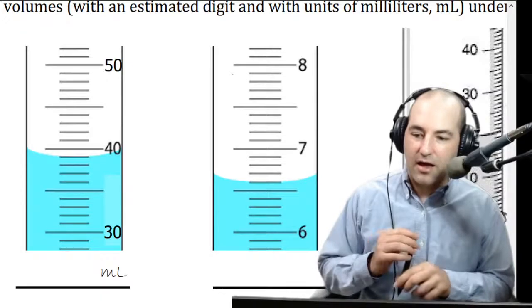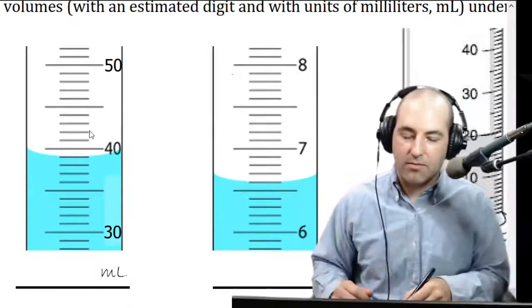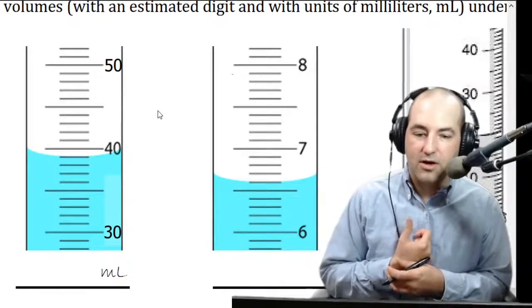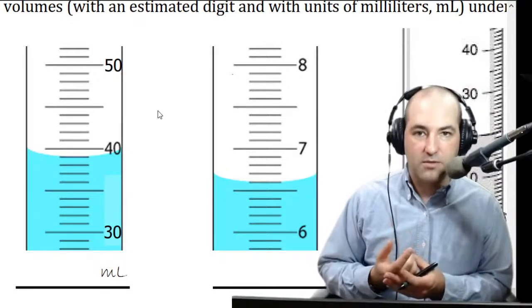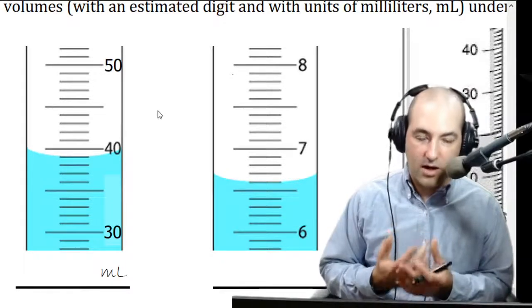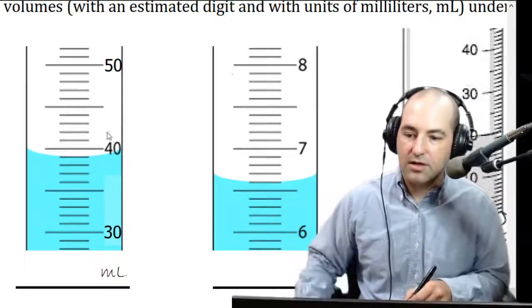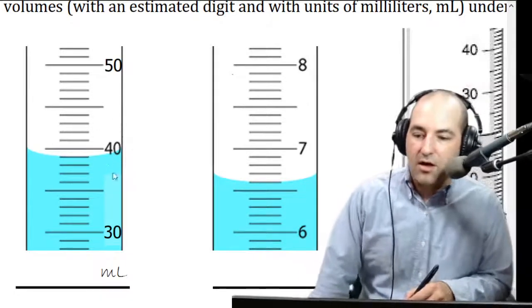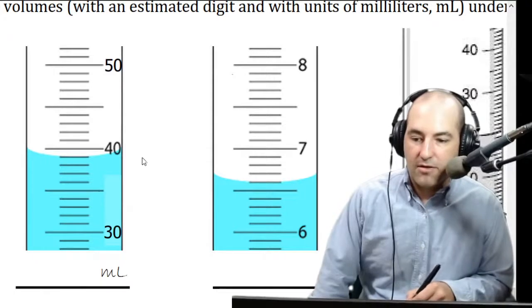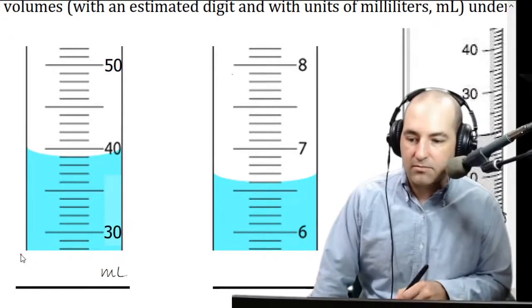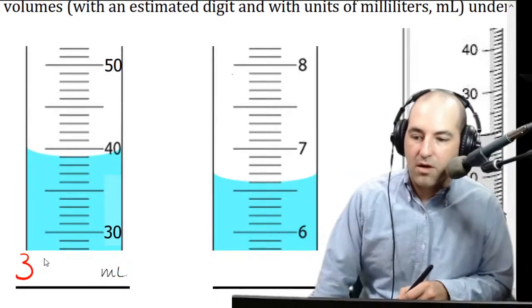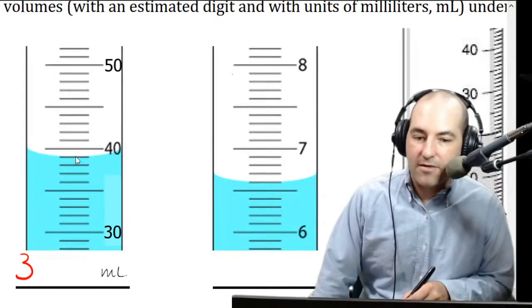So let's take a look at how we would do this. When we're measuring from a graduated cylinder, we have to worry about first that we're measuring from the meniscus, and then also that we have the correct number of significant figures there. So in this case, for this one on the far left, it is definitely between 30 and 40. To me, it seems like it's right on the 39.